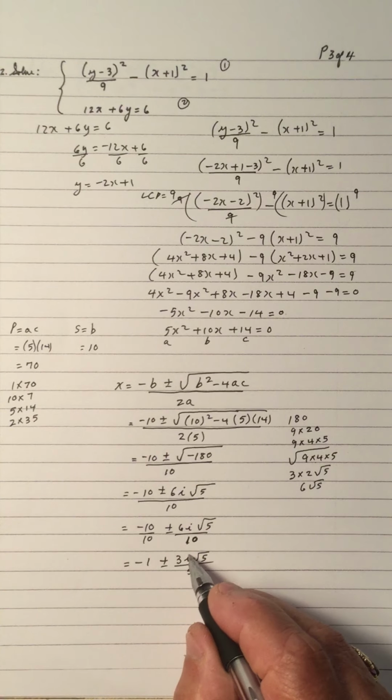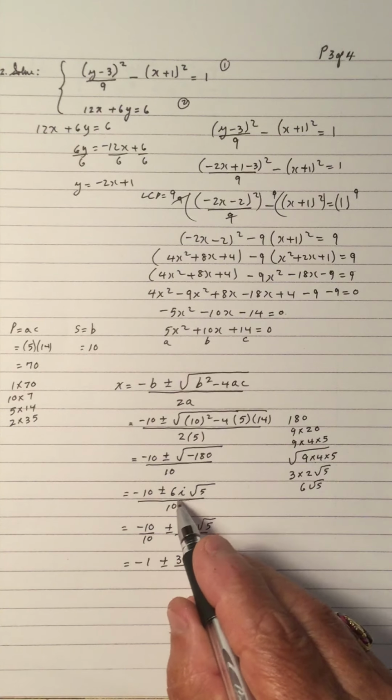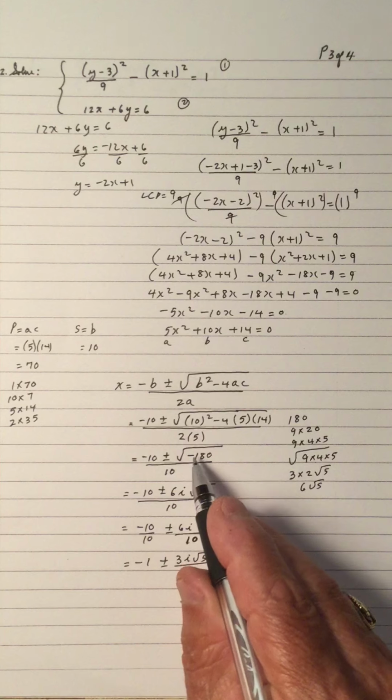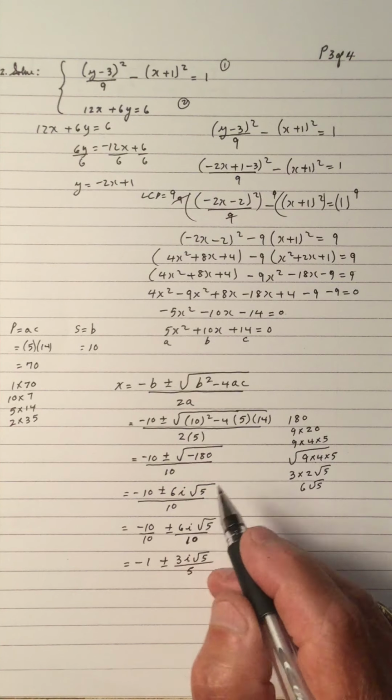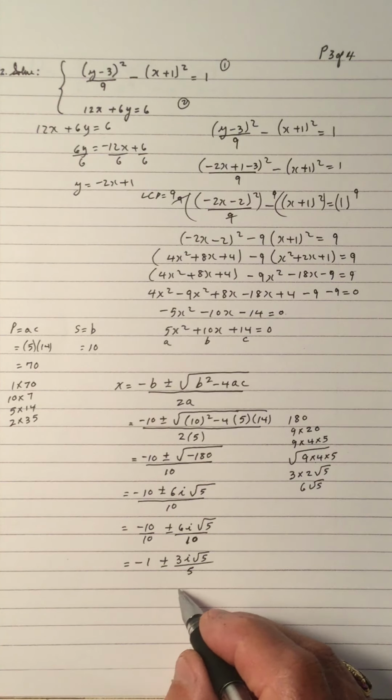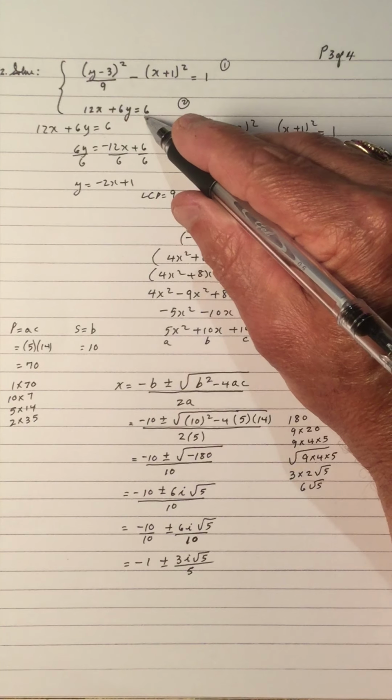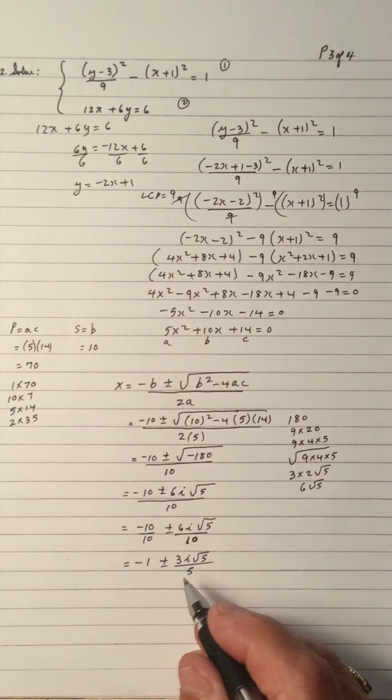So again, I still have the i, but I just worked this out to show you how to simplify this root here, because it's negative, it has an i. That means that we have the line and hyperbola do not intersect.